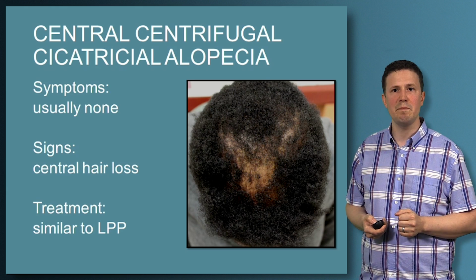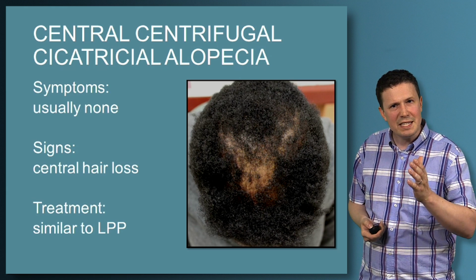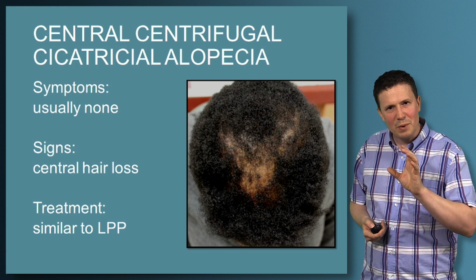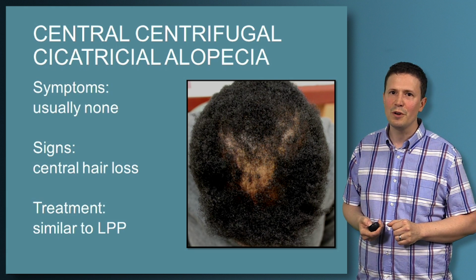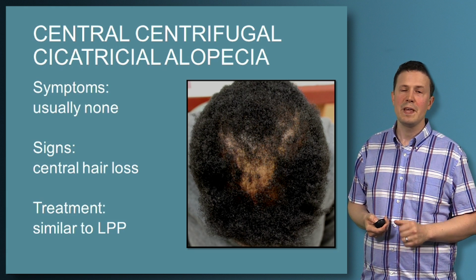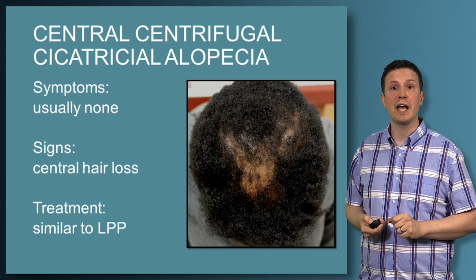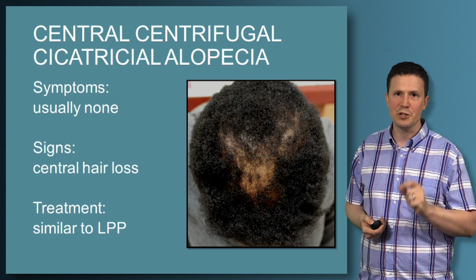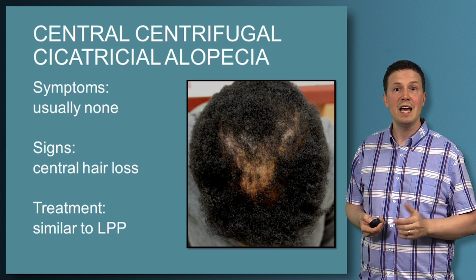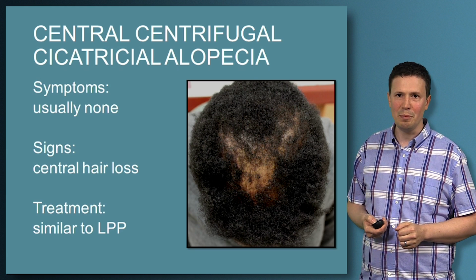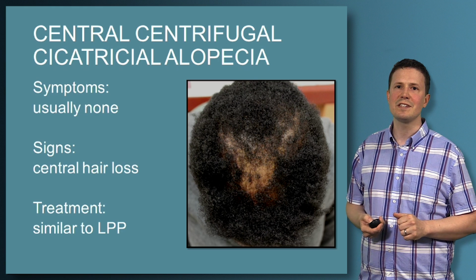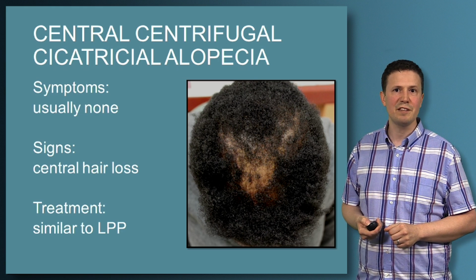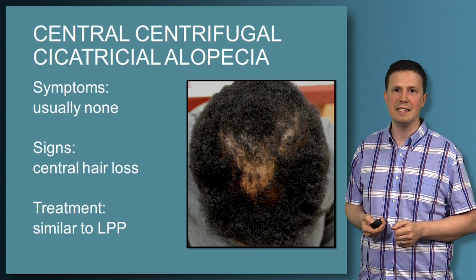Patients with CCCA may not have any symptoms. They may simply come in and describe hair loss in the center of the scalp, and that's why CCCA is so important for you to recognize. It's a lymphocytic scarring alopecia, meaning that there are lymphocytes in the middle of the hair follicle which are destroying those stem cells. And the treatments are similar to LPP: steroid injections, topical steroids, and medications like the tetracycline family are commonly used in CCCA.